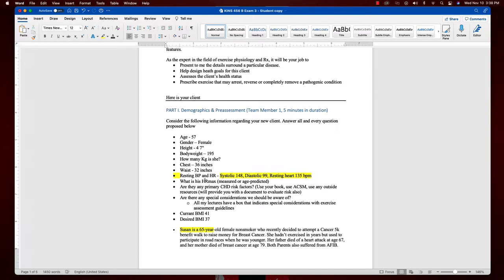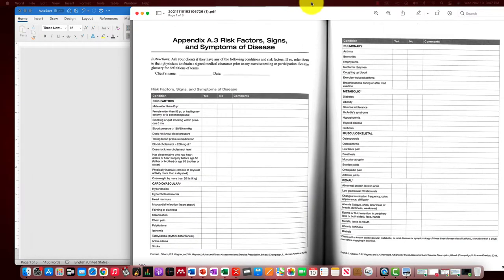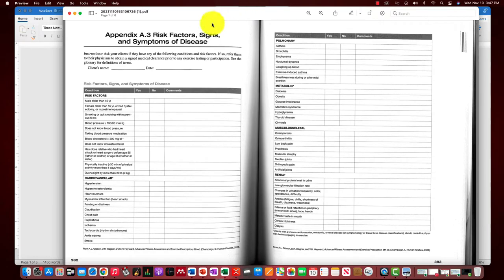What is her age-predicted maximum heart rate? Please do that for me. You should know what that is. Are there any primary cardiac risk factors? I said, use your textbook, use ACSM, use any other outside resources. I said I will also provide you with some material. So let me just take this moment to show you what I have for you. One of the documents I am uploading for you guys is going to have this.